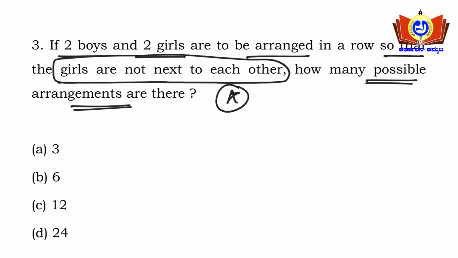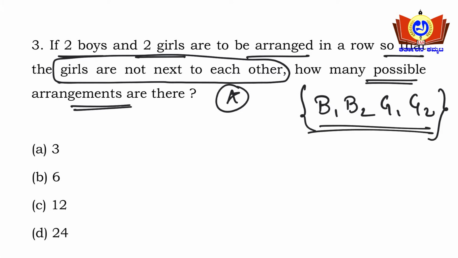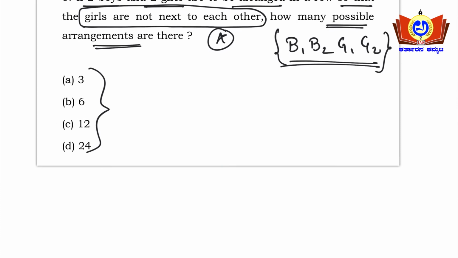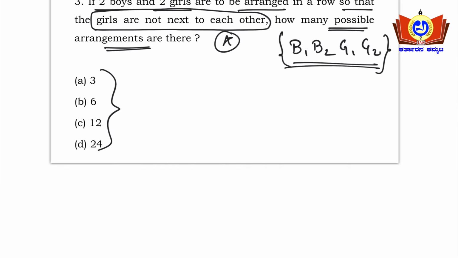Simple question. See here, actually there are 2 boys, right? B1 and B2 I shall be taking, and girl 1 and girl 2 I'll be taking here. Okay, so we need to arrange these 4 people in a row, so that girls are not next to each other. So how many different possibilities will I be getting here? See, I'll solve here. This can be the first condition.